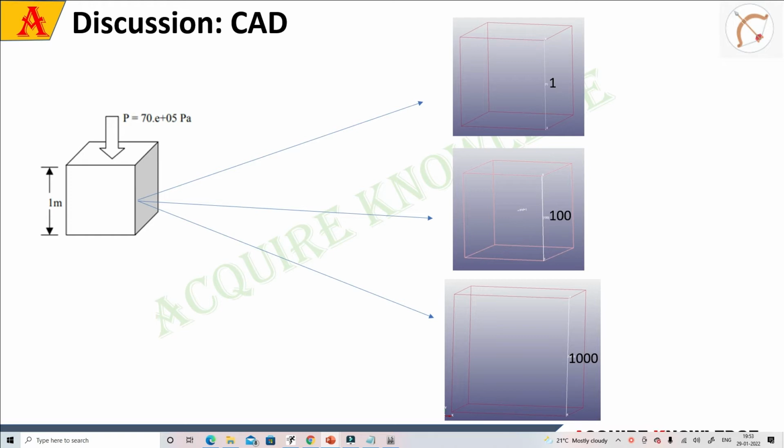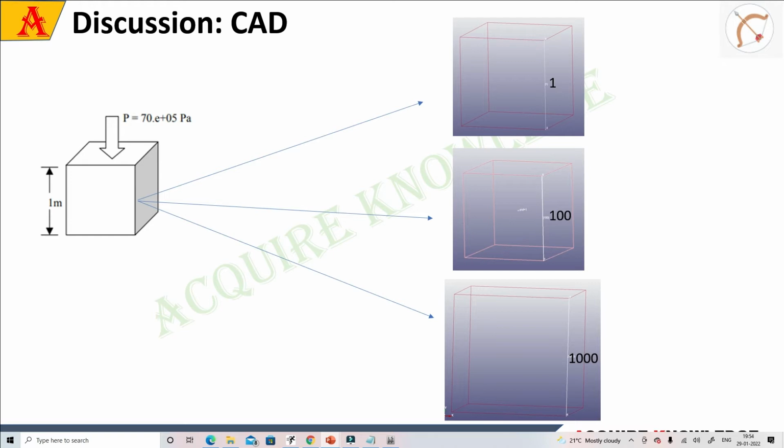In this case, we already know that our block length is 1 meter. So in the simulation environment, if you are going to get these values, what will be the base dimensions that you are going to start with? Now pause and think.